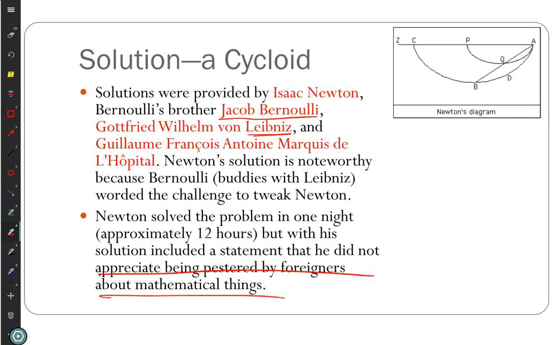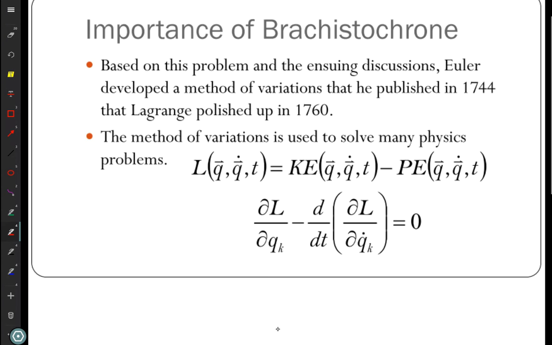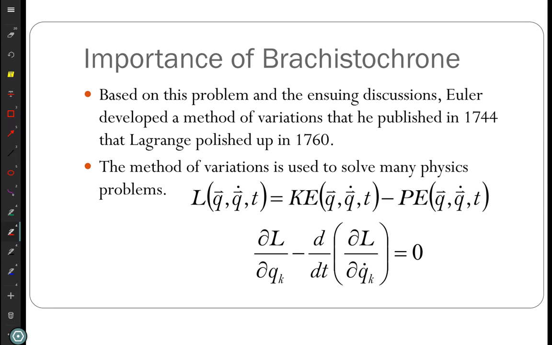So we're not going to go through this solution, but what this did was start setting up the idea of optimizing for time, Brachistochrone problems. And so, that's lovely. Euler then developed a method of variations, varying your path to give you the shortest time.